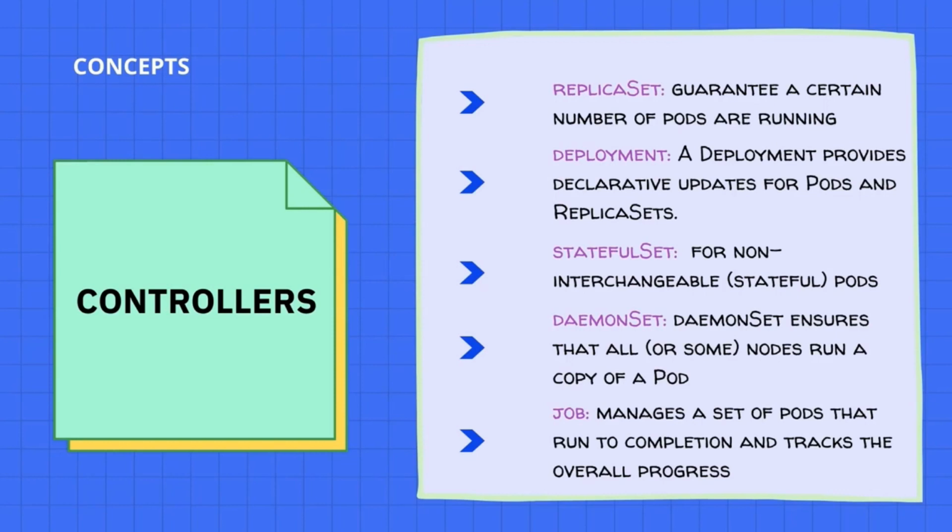The last one is called job. It manages a set of pods and runs them, and then it tracks the overall progress of it, and finally we have the capability of fetching the result out of that job.